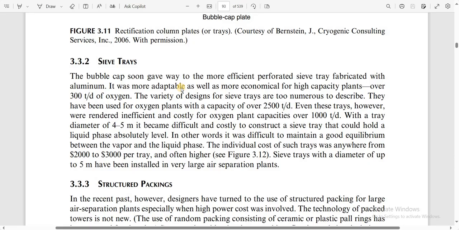With a tray diameter of 4 to 5 meters, it became difficult and costly to construct a sieve tray that could hold a liquid phase at an absolute level. In other words, it was difficult to maintain a good equilibrium between the vapor and the liquid phase. The individual cost of such trays was anywhere from 2000 to 3000 per tray, and often higher. Sieve trays with a diameter of up to 5 meters have been installed in very large air separation plants.